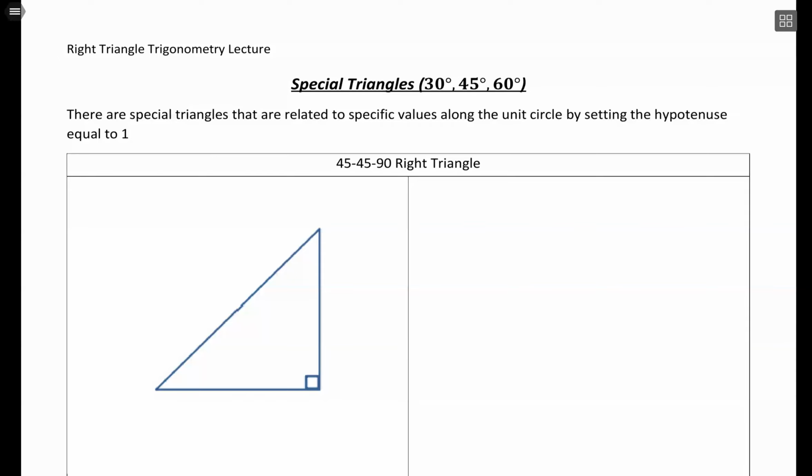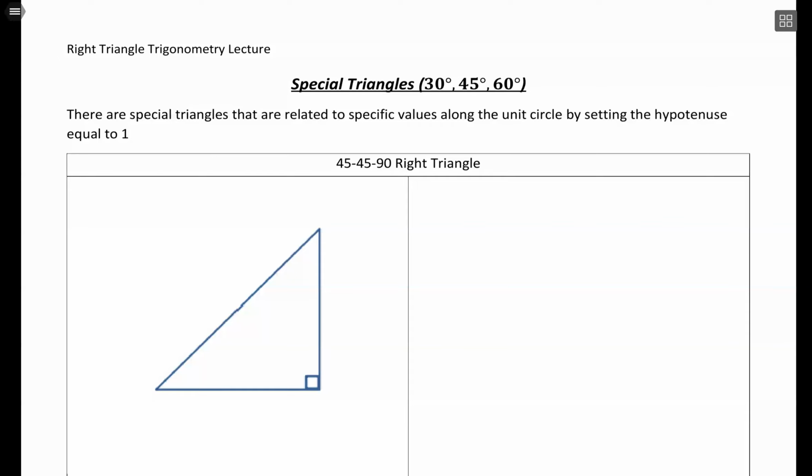So we talked about those degree measurements of 30, 45, and 60 quite a bit when we looked at angle measurements. What we're going to do is tie some of those properties to our right triangle, and then tie some of those properties to our trig functions. This is all building up to our unit circle, so we'll talk about these pieces again.